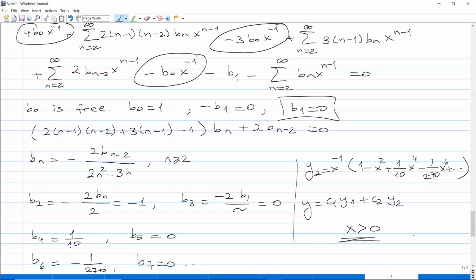Okay, so this is the only case of regular singular point that we are going to consider, when the roots of the indicial equation are two distinct real numbers whose difference is not an integer. In this case, we can figure out the power series for the two roots. We figure out two power series, so we get two solutions, and we write the general solution as a linear combination.